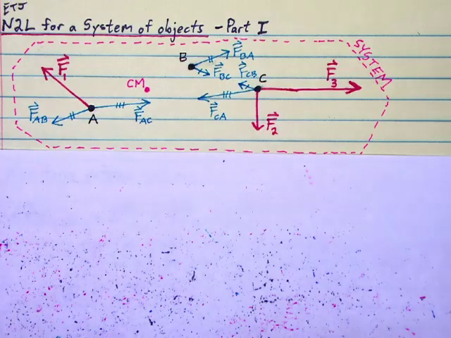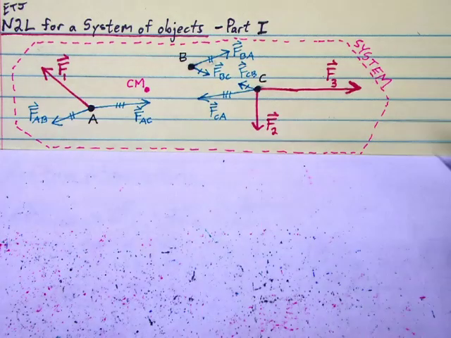I'd like to put together our definition of a system of objects, our definition of the center of mass of a system of objects, our knowledge of Newton's third law and N2L force pairs, and our knowledge of Newton's second law, put all that together to derive a new, more powerful version of Newton's second law that we can apply to the motion of a system as a whole.